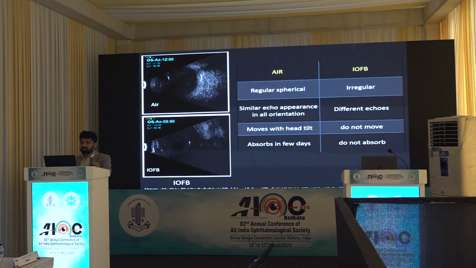You can differentiate by this: air is usually regular and spherical. You will have a similar echo appearance, and it moves with the head tilt, and if you follow it up, it will be observed. It's not the same case with a foreign body.